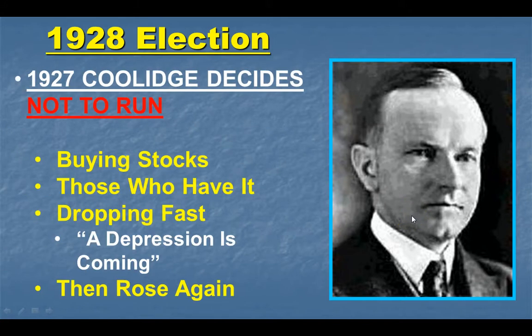1928 election is significant in that Mr. Coolidge decides not to run. He could have run again. The country was going crazy on buying stocks. Those who have money are buying stocks.